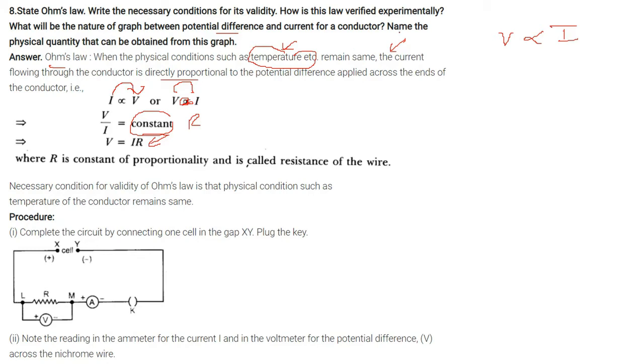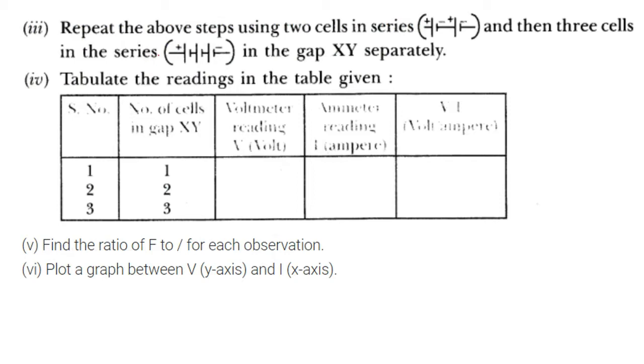For the next part, let us see what will be the nature of the graph. We need to complete the circuit by connecting one cell in the gap XY here. We need to plug the key, and note the reading in the ammeter for the current I, and the voltmeter for the potential difference V across the nichrome wire. And we will repeat these steps using 2 cells now, and then 3 cells.